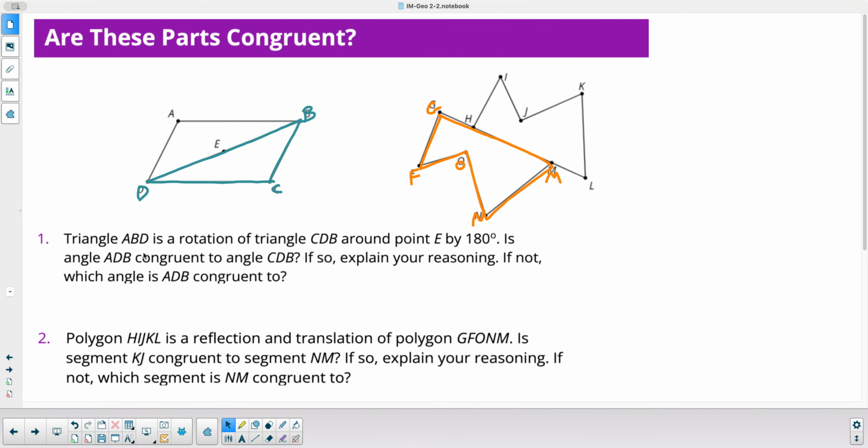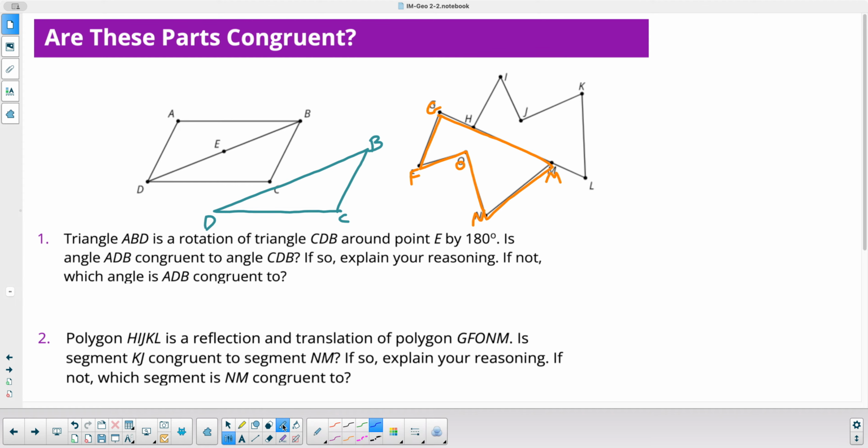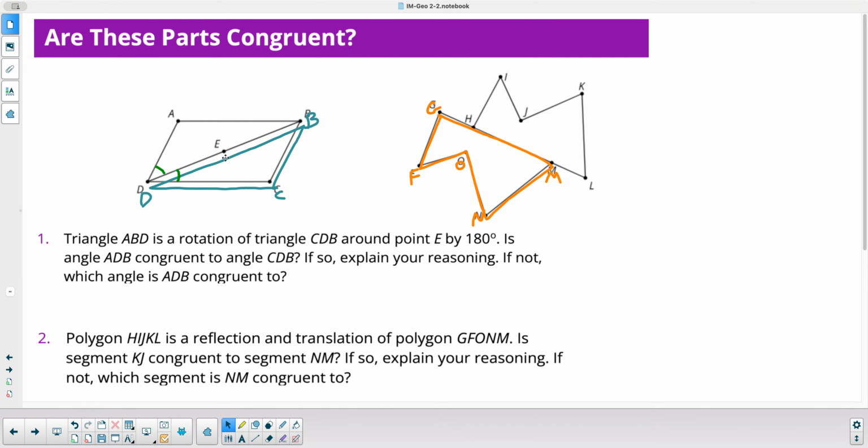All right. Next thing, triangle ABD, and I traced it already to make it a little easier, is a rotation of triangle CBD around point E by 180 degrees. Is angle ADB congruent to angle CDB? So I'm going to mark these angles here. Angle ADB, is it congruent to CDB? That's what I want to know. Are those congruent? If so, explain your reason. If not, which angle is it congruent to?